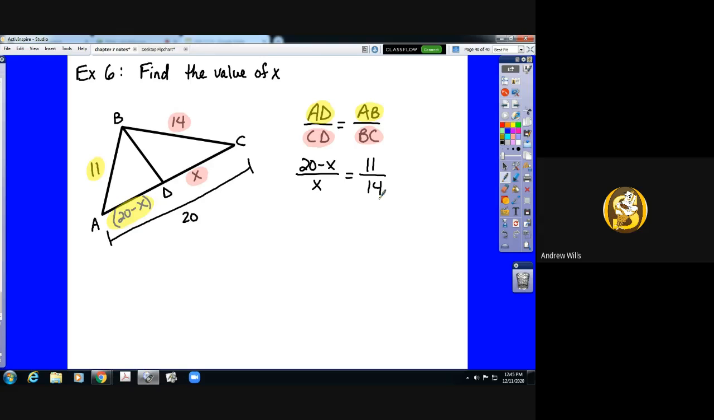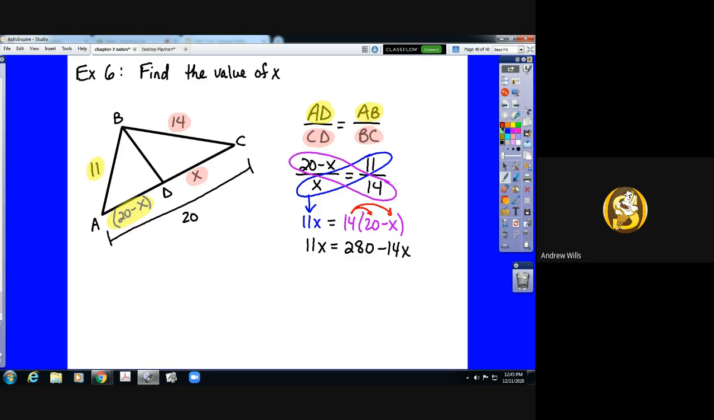Good. Get some good answers in the chat. Cross multiply. Then to solve that equation, we distribute. Then we would need to move the x's all to one side. So we'd have to add 14x to each side, which would give us 25x equals 280. And then we would divide by 25.